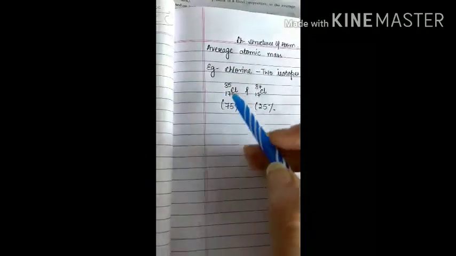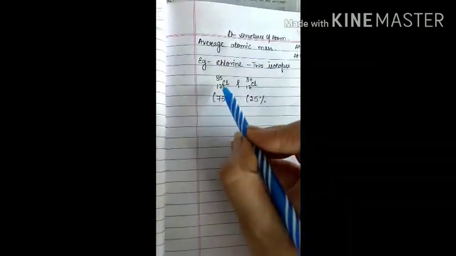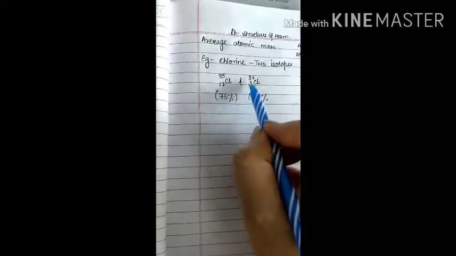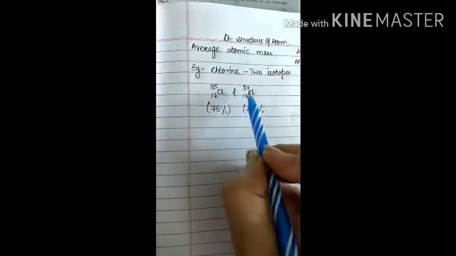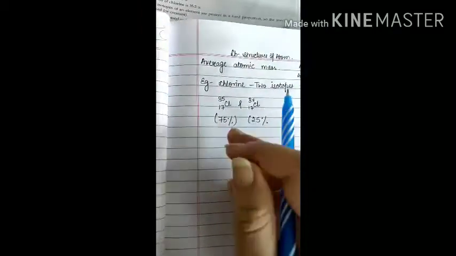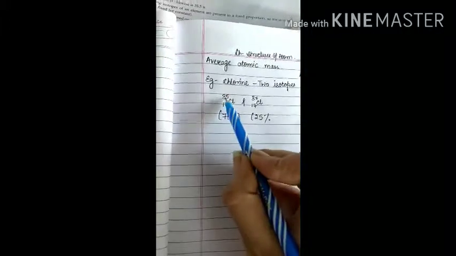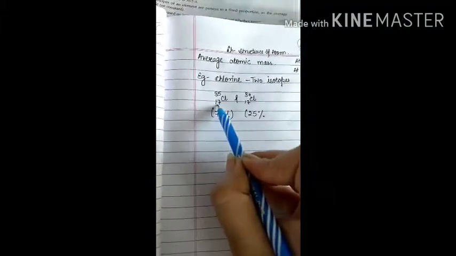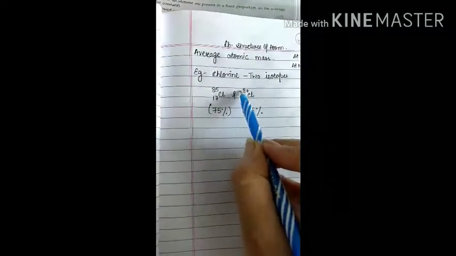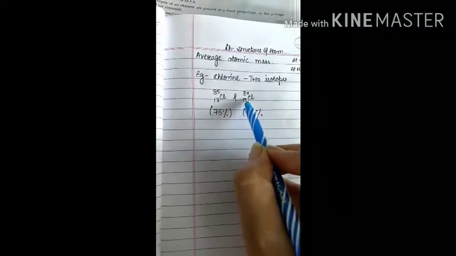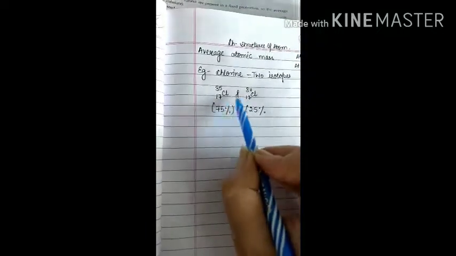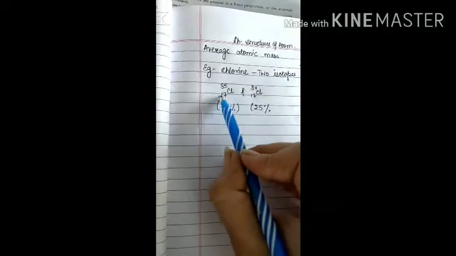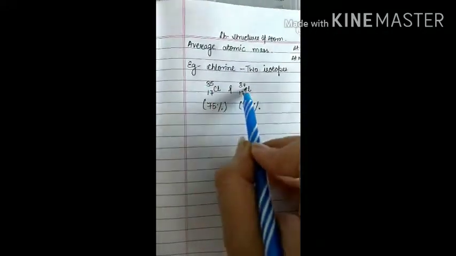Now, for example, we have chlorine. In nature, two isotopes of chlorine are present. One has atomic mass 35 and atomic number 17. The second has atomic mass 37 and atomic number 17. So the atomic number is the same and the atomic mass is different. These are called isotopes, because in isotopes the atomic number is the same but the mass number, or atomic mass, is different.